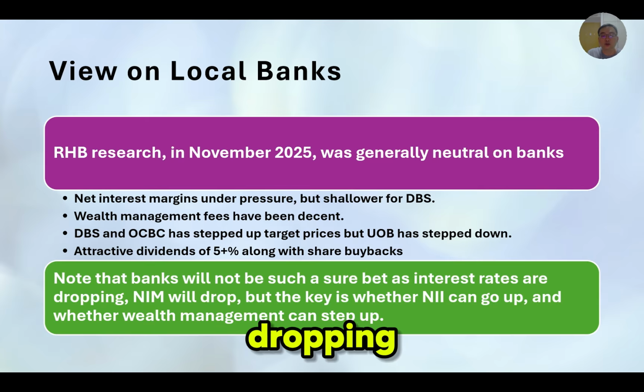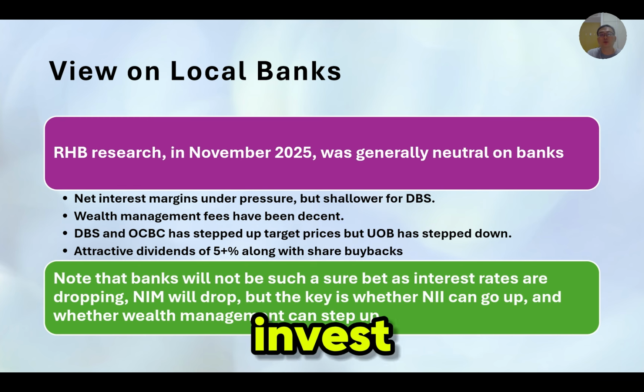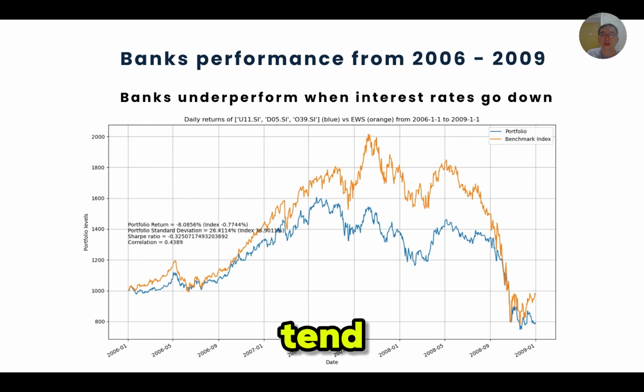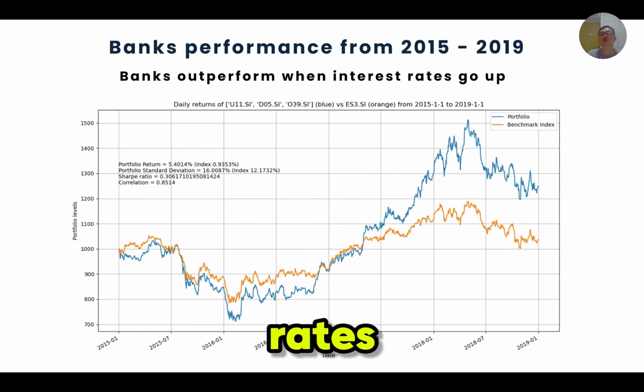As interest rates are dropping, NIM will drop. So the key question is, if people take on more loans, condominiums get sold, all this is going to be beneficial for people who invest in local banks. I've also tracked the interest rates, which have been falling from January 2006 to 2009, and rising from 2015 to 2019. And you find that banks tend to underperform when interest rates go down, and banks outperform when interest rates go up.